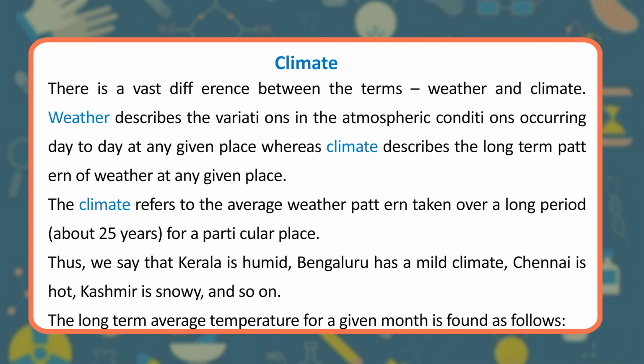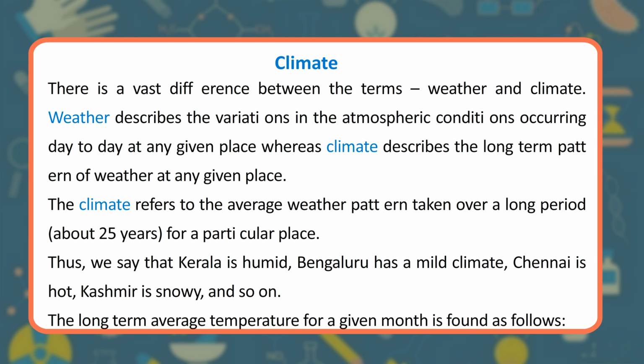Climate. There is a vast difference between the terms weather and climate. Weather describes the variations in the atmospheric conditions occurring day to day at any given place, whereas climate describes the long-term pattern of weather at any given place. The climate refers to the average weather pattern taken over a long period, about 25 years, for a particular place.